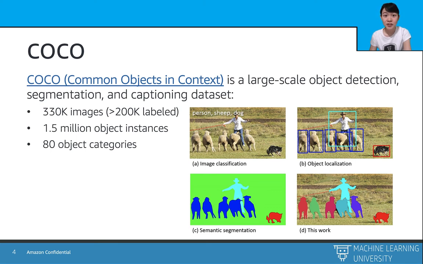COCO is short for Common Objects in Context. It introduces a large, rich, annotated dataset comprised of images depicting complex everyday scenes of common objects in their natural context. So COCO is a large-scale dataset with 330,000 images, where 200,000 of them are labeled. And there are 1.5 million object instances and 80 object categories in total.